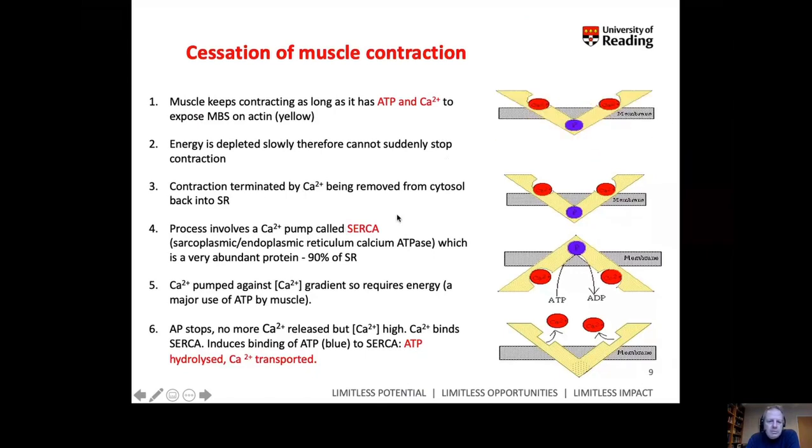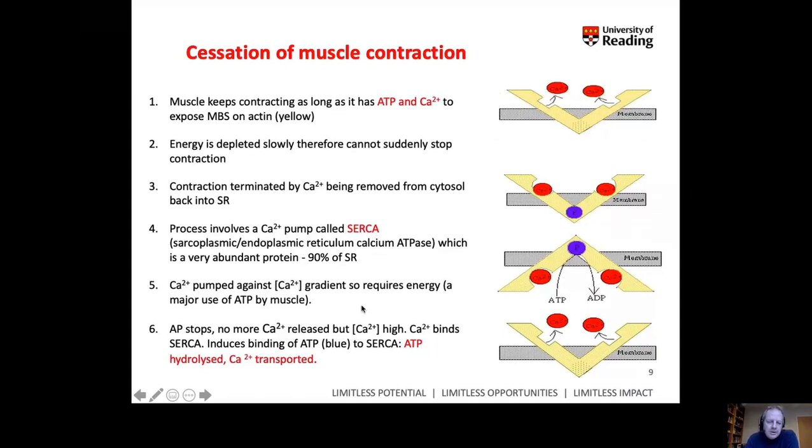There's another important protein called the SERCA protein. It's the calcium pump. SERCA stands for sarcoplasmic or endoplasmic reticular calcium ATPase. So it's an ATPase, so it breaks down ATP, and it's a very abundant protein. Around 90% of the sarcoplasmic reticulum is made up of this pump, so a very important pump. Calcium is pumped against its gradient, so this requires energy. That's why it's an ATPase.